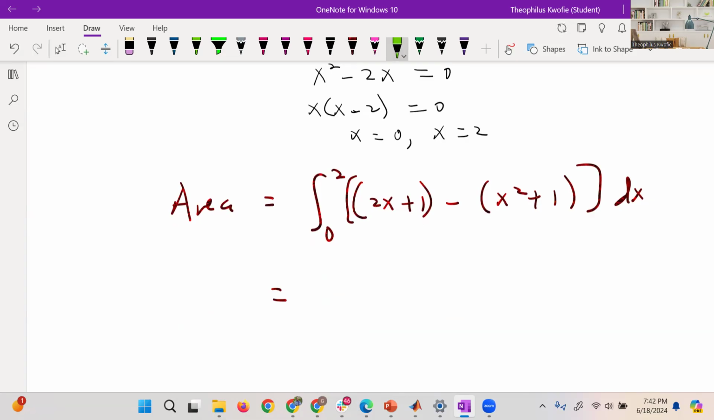Okay, I mentioned that the whole function in an integral is called the integrand. Now when you simplify the integrand, you should be able to get 2x minus x squared. Very important.